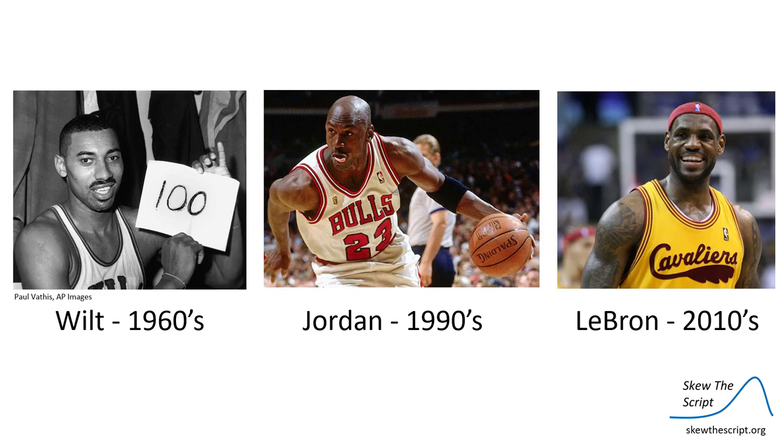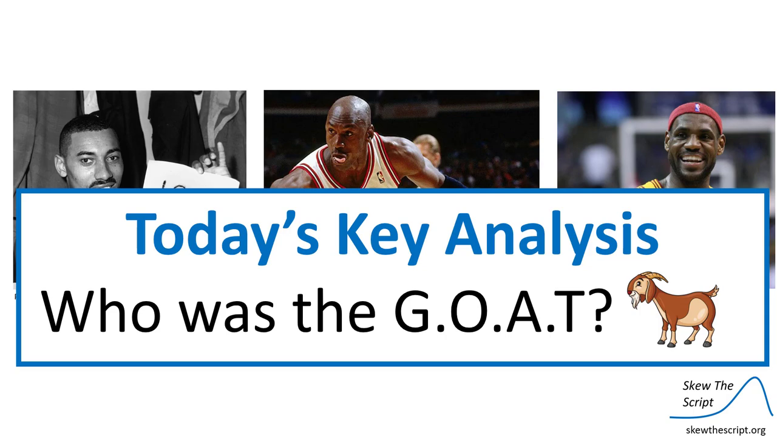Today we're going to be analyzing three different basketball players. So we have Wilt Chamberlain, Michael Jordan, and LeBron James, and we're going to be asking who was the greatest of all time? Who was the GOAT of these three guys?